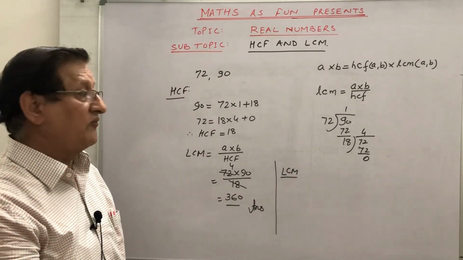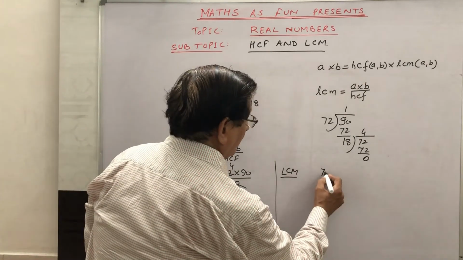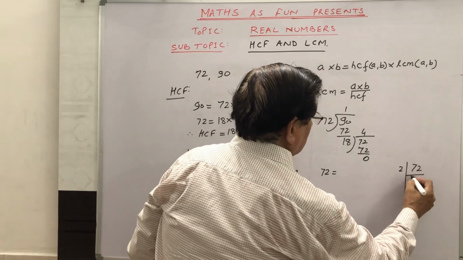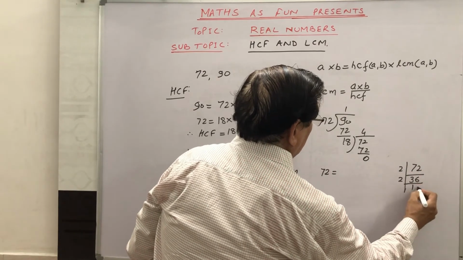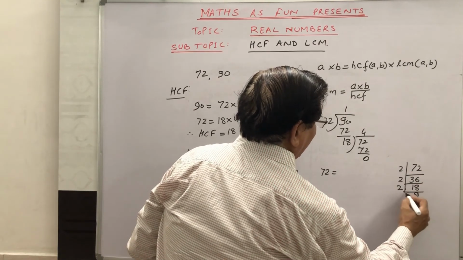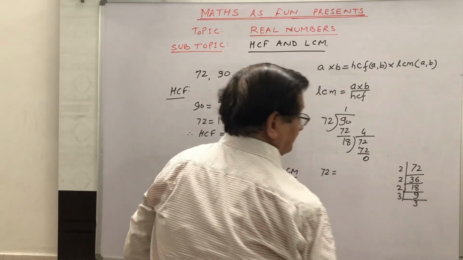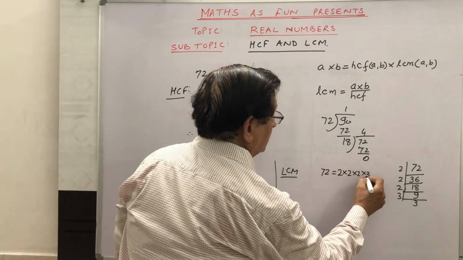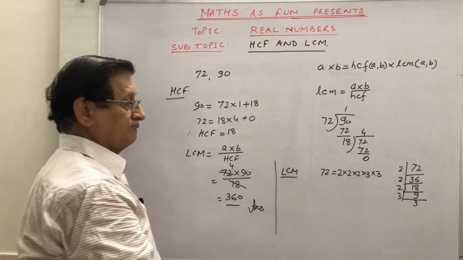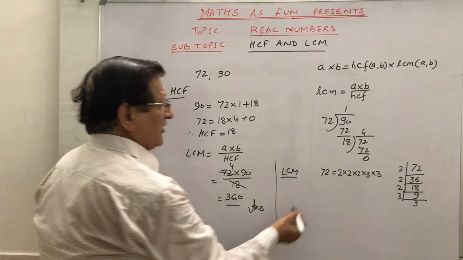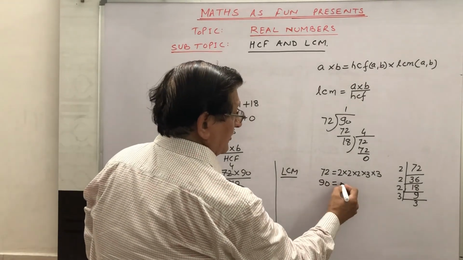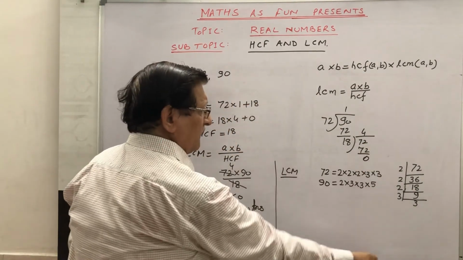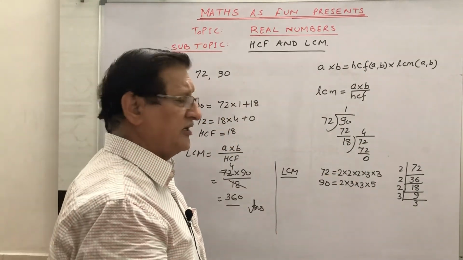Finding LCM by the factorization method. When you go for the factors of 72, the factors can be taken as 2, 36, 2, 18, 2, 9, 3, 3. So that comes as 2 into 2 into 2 into 3 into 3. When we go for 90, we know it is 2 into 3 into 3 into 5. In the same way you can check: 2 threes are 6, 3 threes are 18, 5 eighteens are 90.